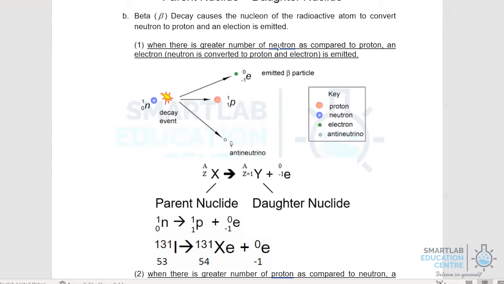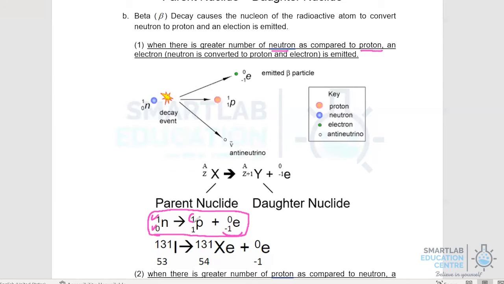When the number of neutrons is larger than protons, the neutron can be converted to a proton and in the process emits an electron. This is represented by the equations as indicated here. As you can see, in the case of a neutron, the mass number is 1, while the proton number is 0. When it is converted to a proton, an electron will be emitted alongside it.